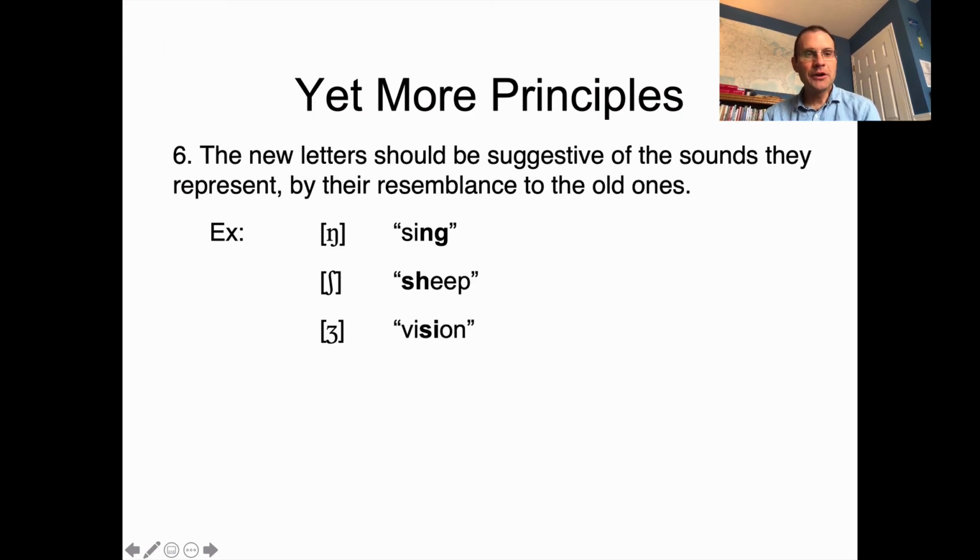I've got a couple more for you, and then we'll move on to just a few examples to round this out. But number 6, the new letters should be suggestive of the sounds they represent by their resemblance to the old ones. So there's a new symbol we'll learn in this class, or maybe you remember it from 201. It's called angma, and it looks like kind of a combination of an N and a G, like the sound itself, which we get in a word like sing or song.